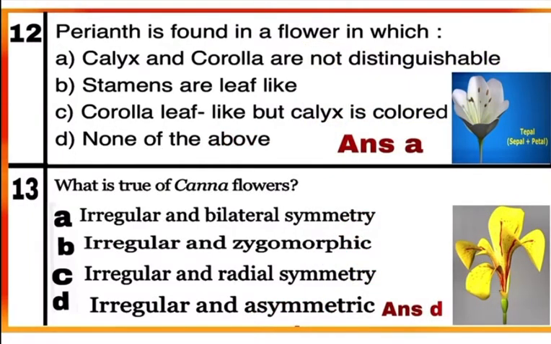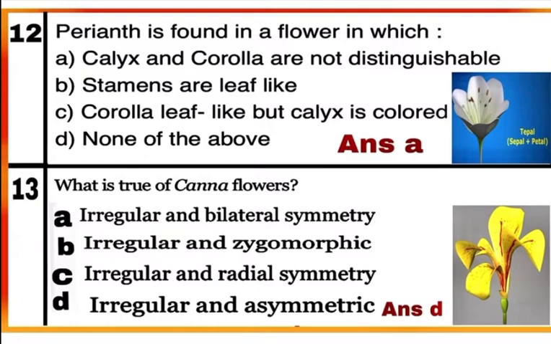Question 12. Perianth is found in flower in which, option A, in which calyx and corolla are not distinguishable. See the diagram. The two whorls, calyx and corolla, are fused together to form tepal or perianth. So, mark A as a correct answer.